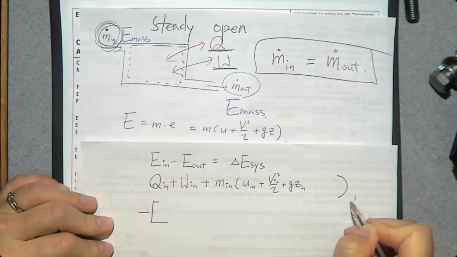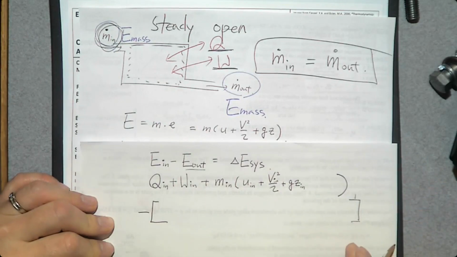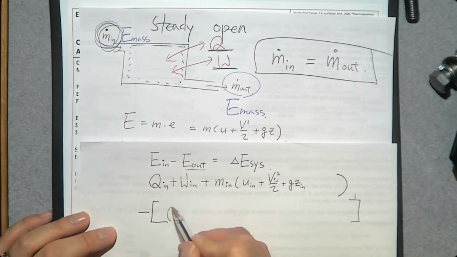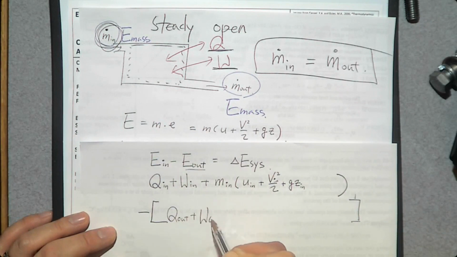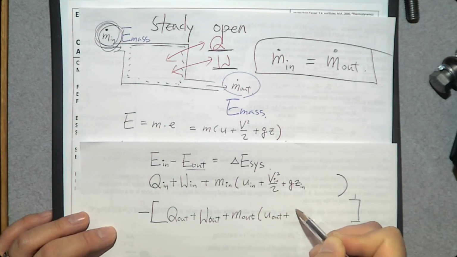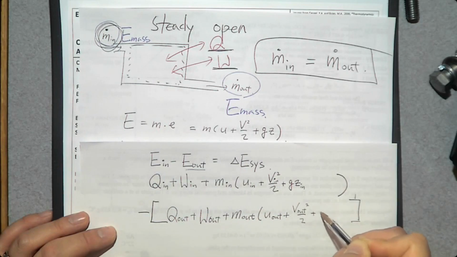Minus energy transfer out of a system. So what kind of energy transfer out can we consider? The same thing: heat transfer Q, energy transfer by work W, and the mass at the exit. Q out plus W out plus m dot at the exit, m out. This one has specific internal energy, u out, plus specific kinetic energy, velocity out squared over 2, plus potential energy, gravity times elevation z out.